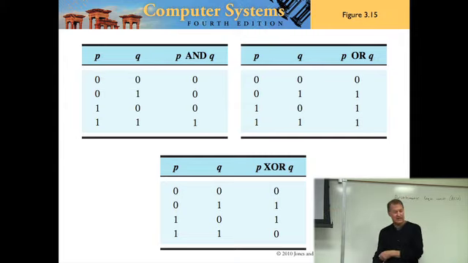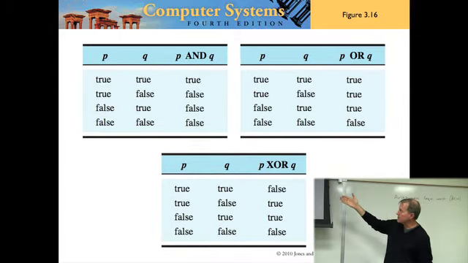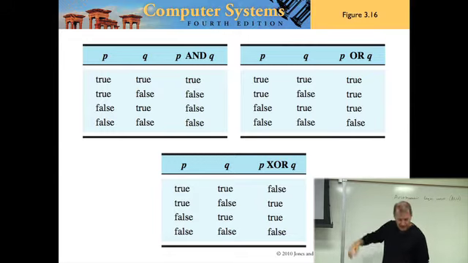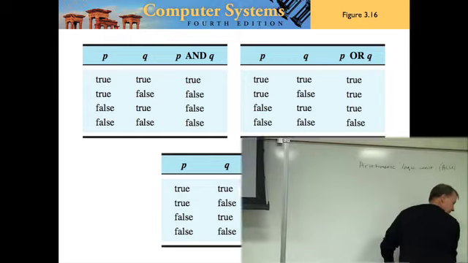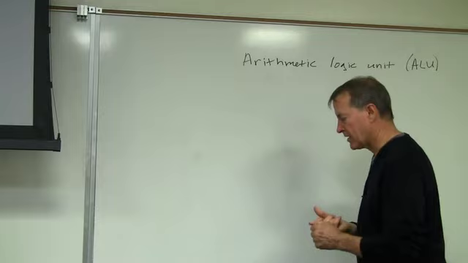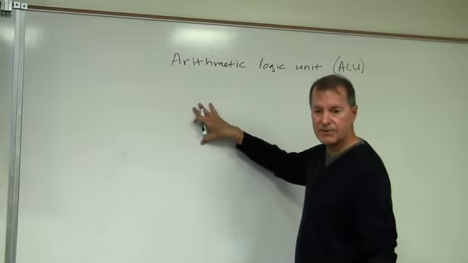Now what happens then is, these are bitwise operations. Whenever you do this, and here's the correspondence, this figure 3.16, this is the correspondence between 0 is false and 1 is true. Whenever the CPU does this, it does it bitwise.